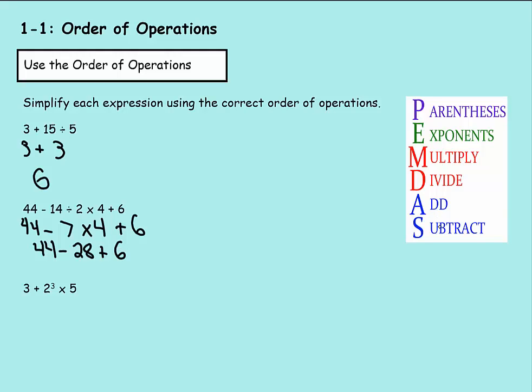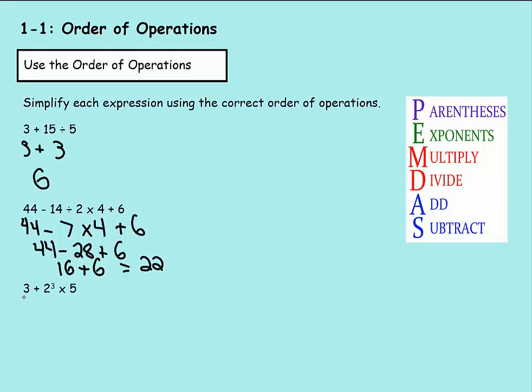Since adding and subtracting are interchangeable, that means subtracting is going to go first because it's further to the left. So 44 minus 28 is 16. And now we just have 16 plus 6, which is going to equal 22.